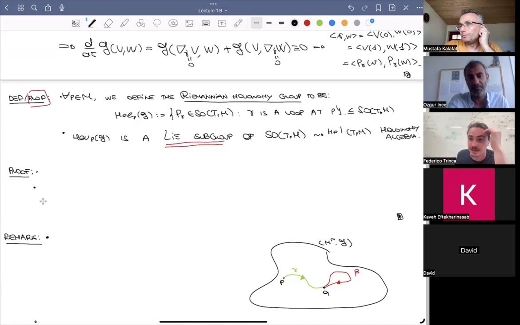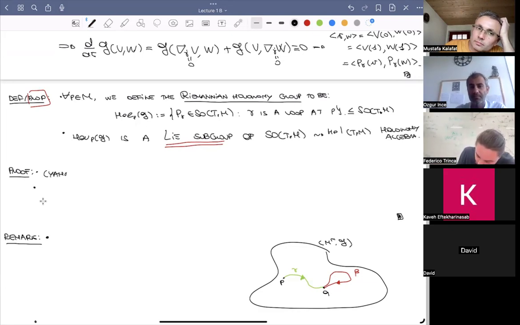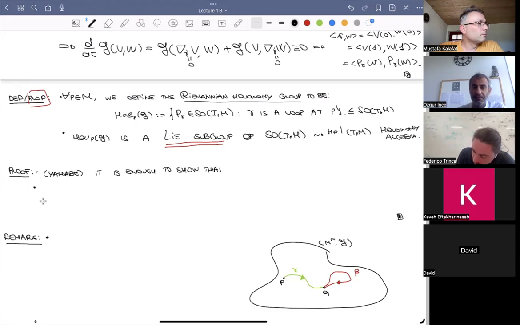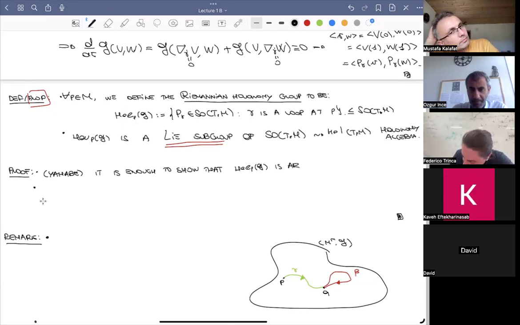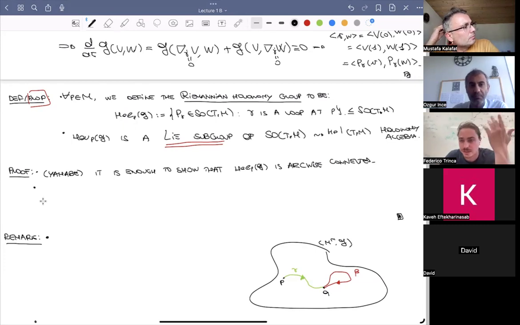In order to prove that it is a Lie subgroup, what you need is a theorem of Yamabe, which says that it is enough to show that the holonomy group is arcwise connected. And if we manage to do this, then it says that each arcwise connected subgroup of a Lie group needs to be a Lie subgroup. And so we would be done.